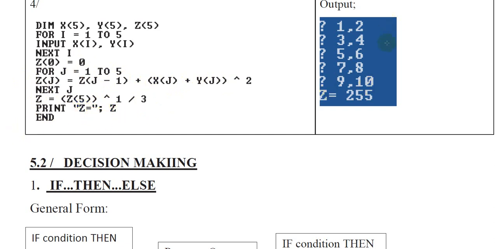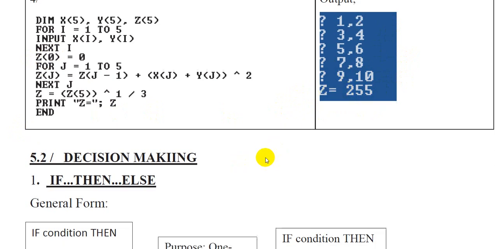Conclude. The output will be as follows: 1, 2, 3, 4, 5, 6, 7, 8, 9, 10. The counter z is indicated right in front of you. The counter z will be in the following form, as indicated right in front of you. 255. The 255 value is given right before you.